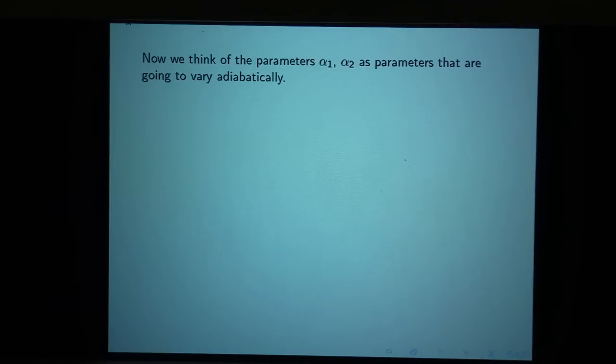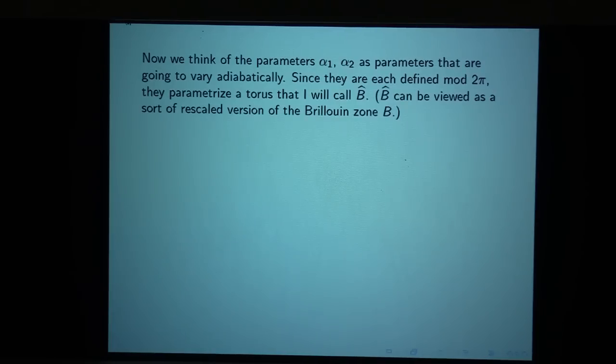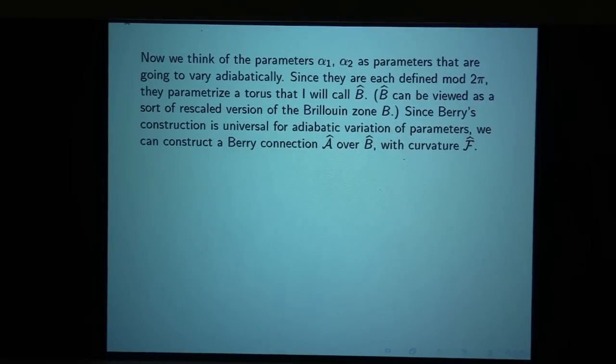Now we're going to think of alpha 1 and alpha 2 as parameters that can be varied adiabatically. So since they're defined mod 2 pi, they parameterize a torus that I'll call B hat. B hat is a sort of rescaled version of the Brillouin zone B. It would have the same shape as the Brillouin zone if L1 equals L2, but otherwise it's a kind of anisotropically rescaled version of the Brillouin zone. But anyway, B hat is a 2 torus that you should think of as a macroscopic analog of the Brillouin zone. Since Berry's construction is universal for adiabatic variation of parameters, we can construct a Berry connection A hat over B hat.